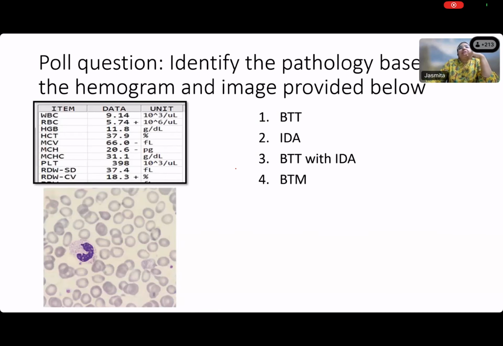So I'll ask you a question now. You have to identify the pathology based on the hemogram and the image provided. Are you dealing with a BTT, an iron deficiency anemia, BTT with IDA, or a beta thalassemia major? So what are we looking at?